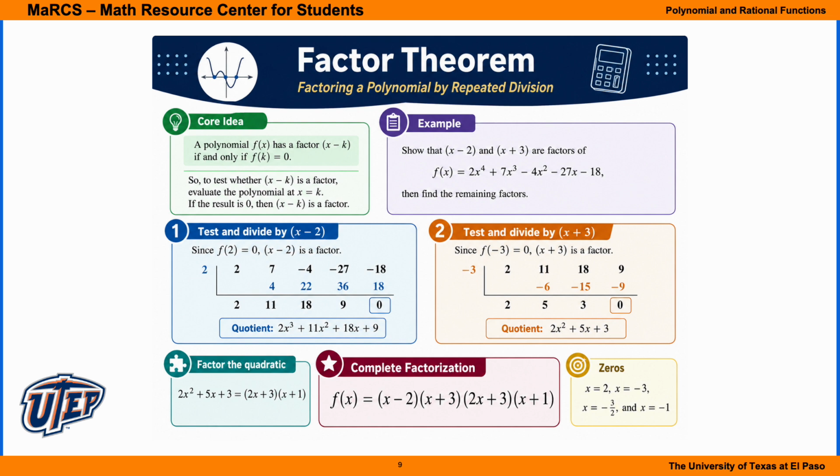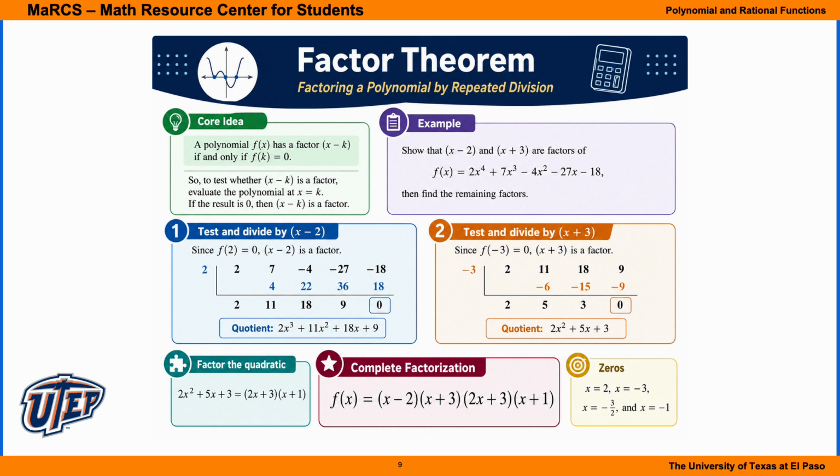So for example, we need to show x minus 2 and x plus 3 are factors of f of x equal to 2x to the power of 4 plus 7x cubed minus 4x squared minus 27x minus 18. First off, for x minus 2, that means our k will be equal to 2. Now we write all of our coefficients on the top, so 2, 7, negative 4, negative 27, and negative 18.